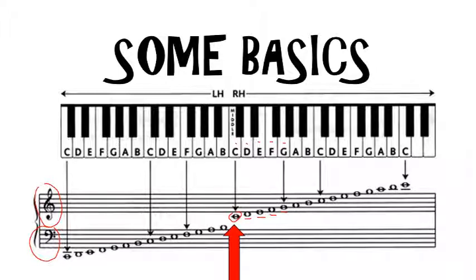And if I move down the piano keyboard, I'm actually moving down the bass clef notation. So this is the Ti, La, So, Fa, Mi, Re, Do. And this would be the Do for this C.